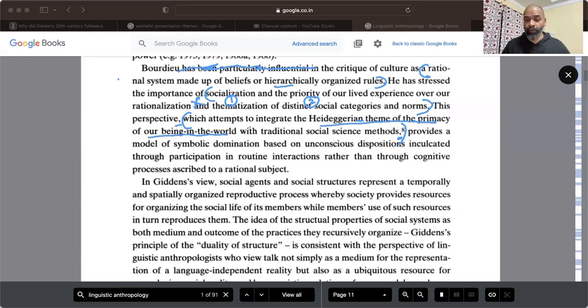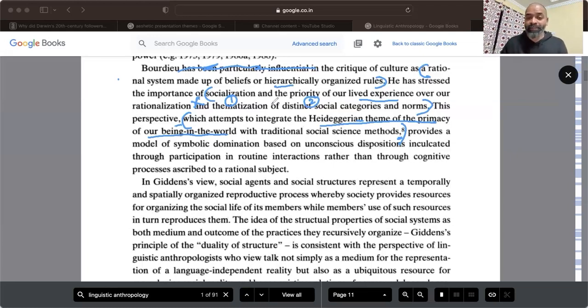Now, if you have really good readers who have straight away connected this part, primacy of our being in the world is nothing but lived experience. And authors really do this. It's annoying, but you'll have to learn how to deal with it. They do not repeat the same expression again and again. They'll try to use newer and newer words because obviously when you're writing, you won't remember, right, what you said last time. So lived experience has been repeated as primacy of our being in the world. Prioritization of our lived experience is equal to primacy of our being in the world. It's exactly the same thing. That is the Heideggerian theme.